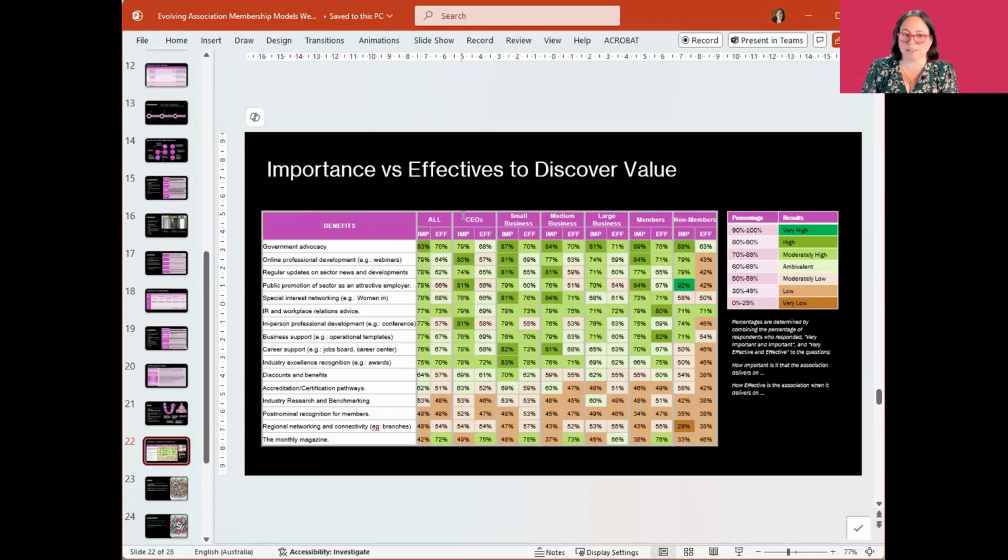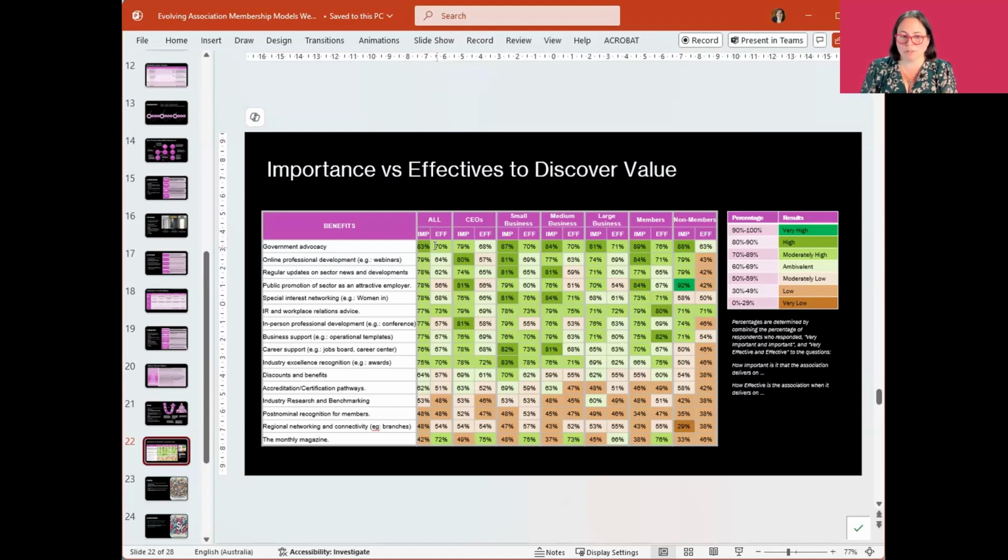So we segment the data to say, well, in this instance, CEOs, small businesses, large businesses, members, non-members. We follow that up with a second question, the same set of answer options. We say, how effective is our association at delivering the following? And here's where it starts to get interesting. If you look at this anonymized data set here, you can see the all list, the government advocacy is at the top of the list at the 70% effectiveness.